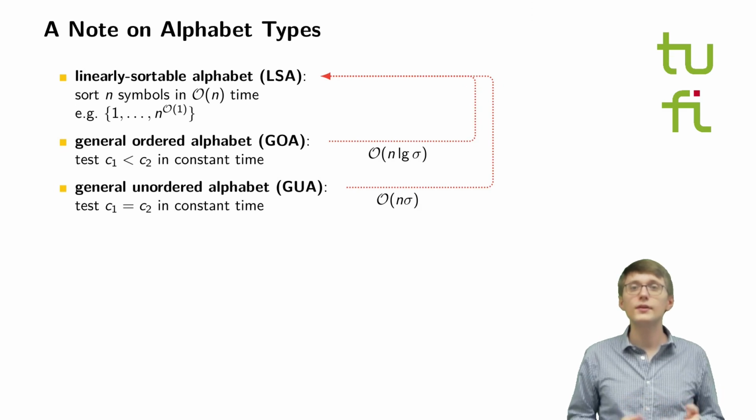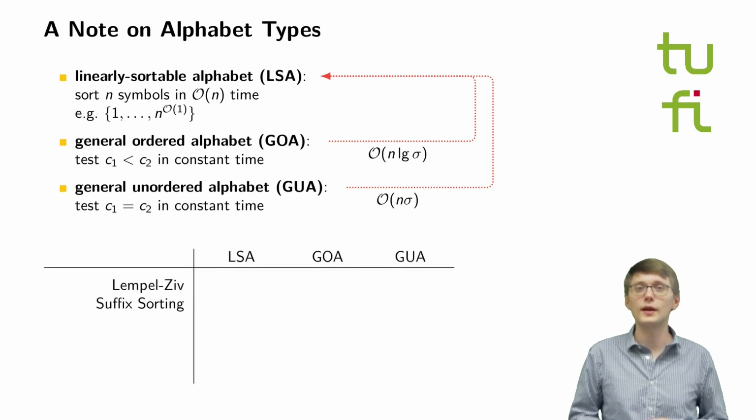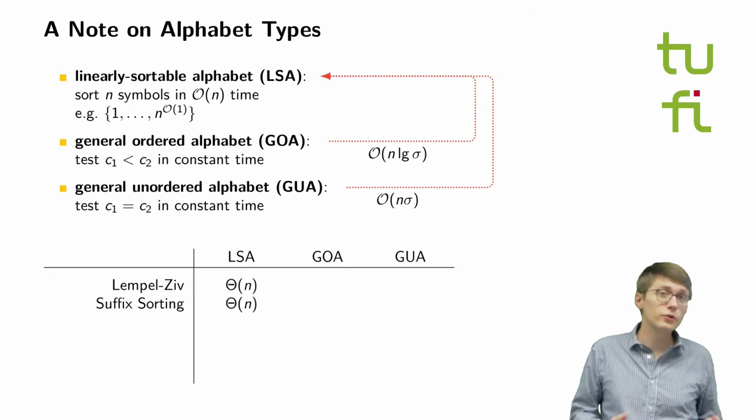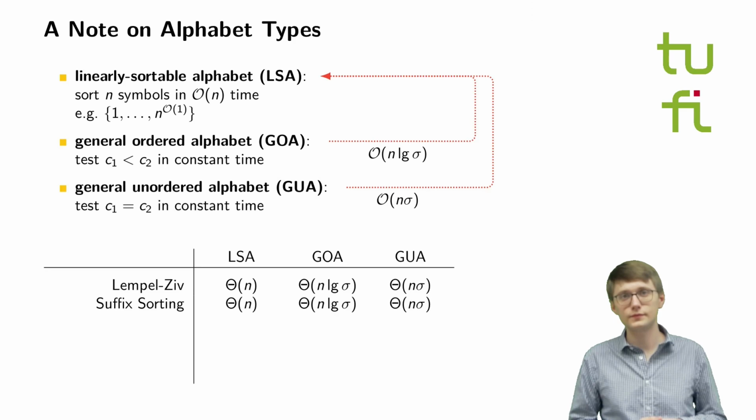The different alphabet types have implications on the time complexity of algorithmic problems. Here we are looking at two of the most common problems in string algorithmics, computing the Lempel-Ziv decomposition and suffix sorting. For linearly sortable alphabets, we can achieve optimal linear time. For general ordered alphabets, we could use our reduction technique and achieve n times log sigma time. In fact, there are matching lower bounds for this, so we cannot do any better than using the reduction technique. We have the same picture for general unordered alphabets, where we achieve n times sigma time with the reduction technique, and we have a matching lower bound again.